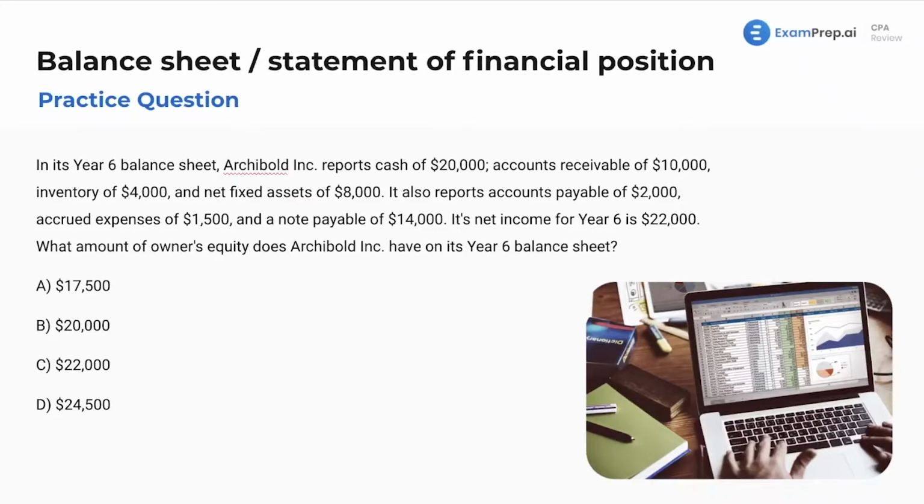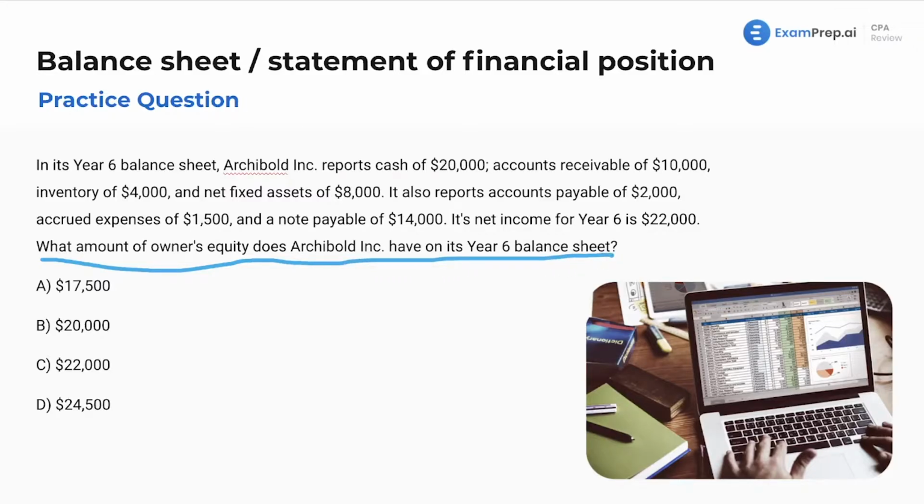Next stop on our journey here, we've got some multiple choice questions from the balance sheet, also known as the statement of financial position in terms of not-for-profit and government. So let's jump right in. Now, as I might have mentioned before, I like to read the question first rather than the information provided. So, what amount of owner's equity does Archibald have on its year 6 balance sheet?